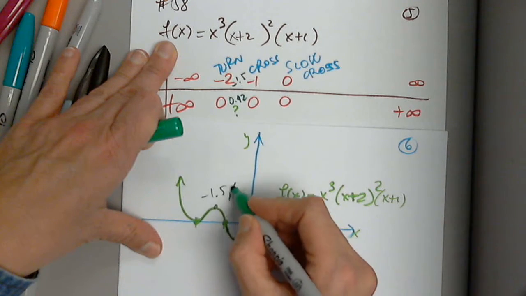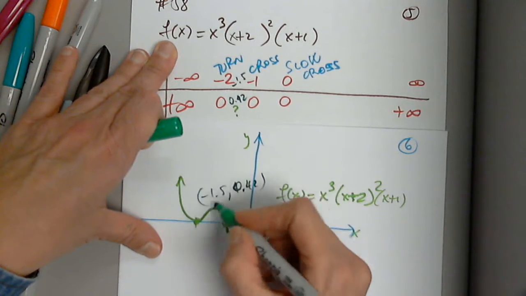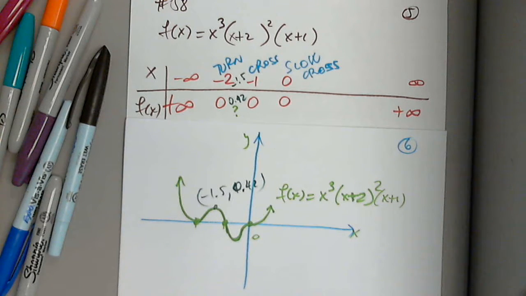I put it in my chart, negative 1.5 and 0.42. You do not have to go back and adjust your graph at all. I'm not going to adjust my graph.